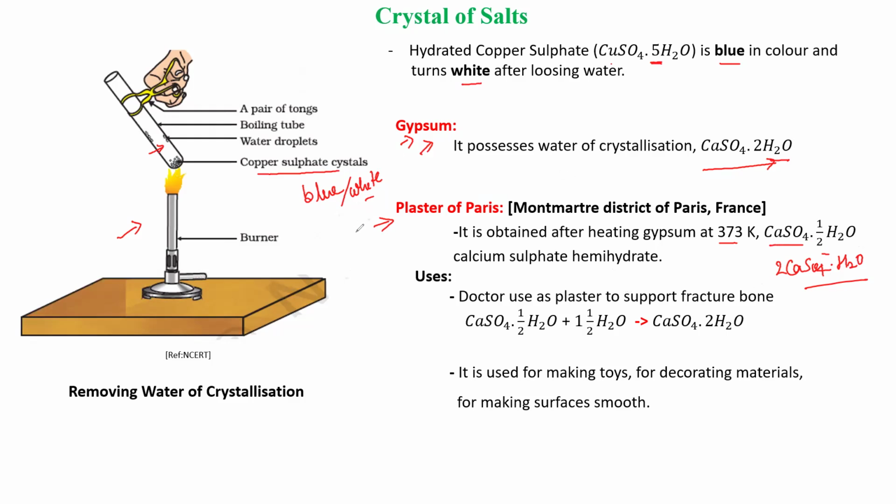So what are the uses? Doctors use it for plastering fractured bones to give support. When it is mixed with water, it turns back into gypsum. This is the formula for the gypsum. It is also used for making toys, decorative materials, and making surfaces smooth. Here on the left side you are seeing the setup that is used to remove the water molecules from the crystal.